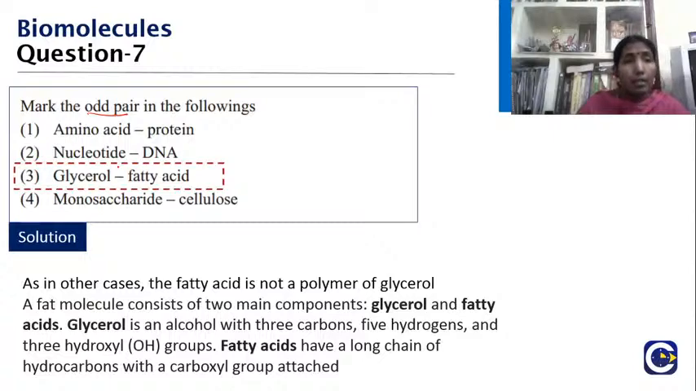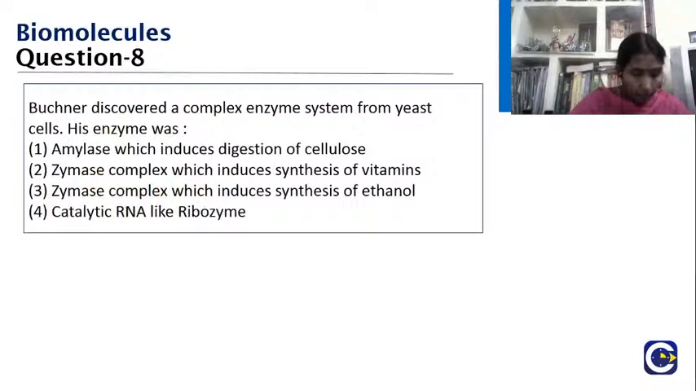No, it should not be monosaccharide cellulose. Monosaccharides are the basic units of glucose, no? So whether it is starch or cellulose, what is the basic monosaccharide unit? That will be the polymer. So the answer should be glycerol and fatty acid, as fatty acid is not a polymer of glycerol. Okay. So we'll go to the next question.